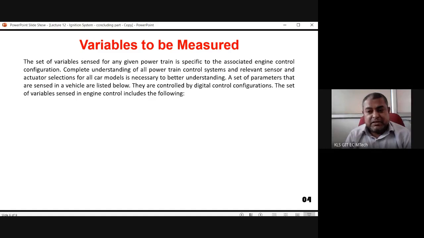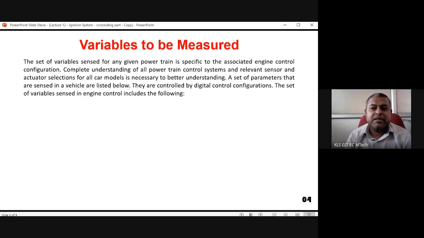Variables to be measured. So only 5 variables we have seen in the previous slide. The set of variables sensed for any given powertrain. Powertrain means generation of mechanical power and how it is transferred to different corners of the vehicle. That is actually called the powertrain, specified to the associated engine control configuration. Complete understanding of all powertrain control systems and relevant sensor and actuator selection for all car models is necessary for better understanding.